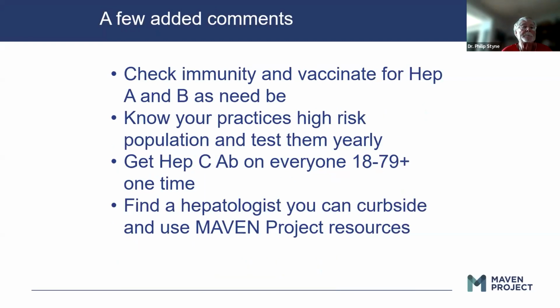Next slide. So a few added comments. Please, I don't care what the liver disease is, I want to know if they're immune to A and B, and if not, they need to be vaccinated. This is especially true with your older patients with steatotic liver disease. Know your practice's high-risk populations. Mine, as you've heard, I get lots of referrals from the health department for recent immigrants. Get a hepatitis C antibody on everybody from age 18 up, and I don't have a top limit.